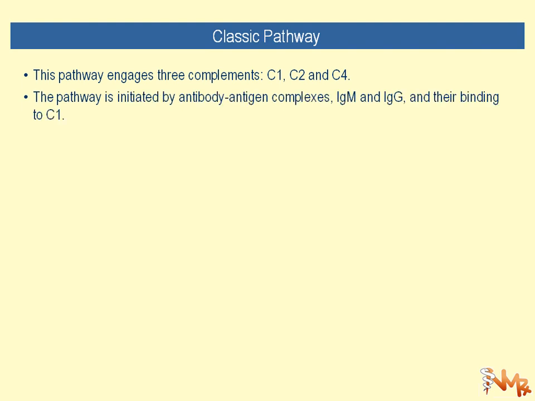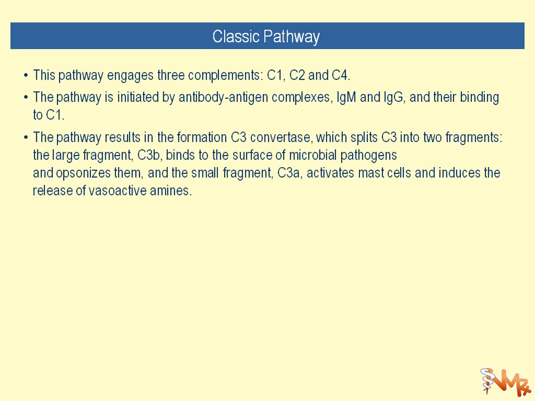So let's first and foremost look at the classic pathway in more detail. This pathway engages three major complements, 1, 2, and 4. The pathway is initiated by antibody-antigen complexes. The antibodies are IgM and IgG, and they're binding to complement 1. The pathway results in formation of C3 convertase, which splits C3 into two fragments.